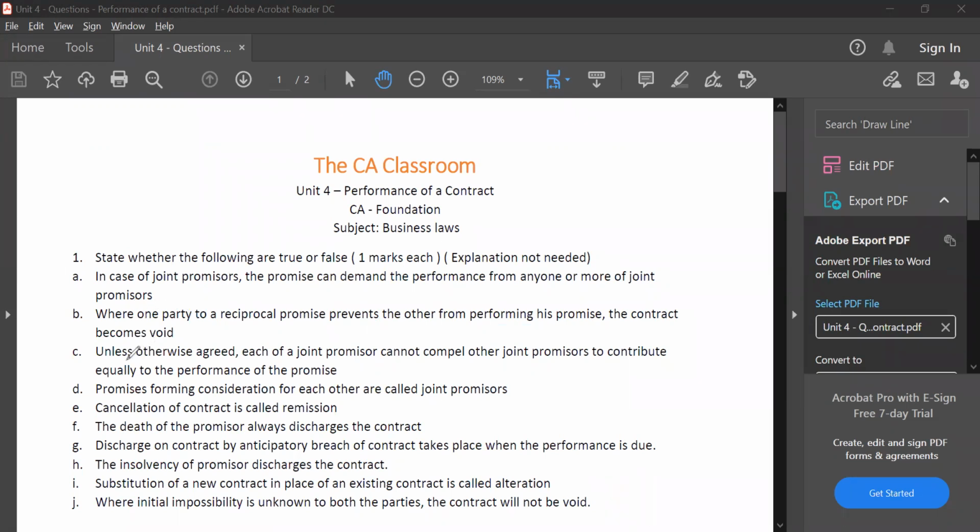Okay, so unless otherwise agreed, each of the joint promisers cannot compel the other joint promisers to contribute. Absolutely not. The concept of joint promisers itself says all the joint promisers are equally and severally liable. Therefore, answer for 3 is false.